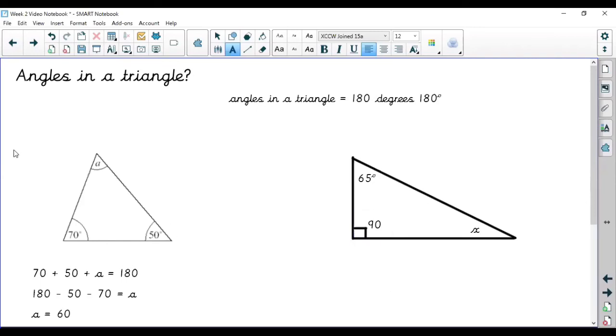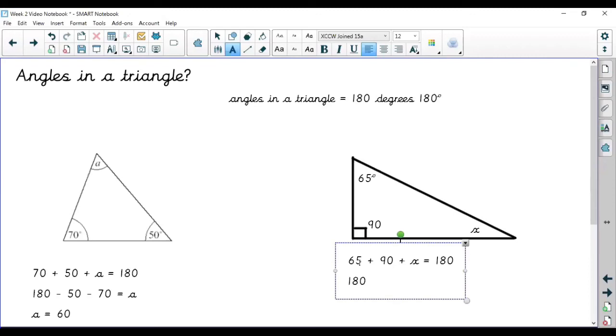So actually, I haven't got two missing angles because this one here is actually 90 degrees. So now, exactly the same as the process over here, I can calculate what I'm doing. So it should read as 65, add 90, add X in this case, not A this time, equals 180. Now remember, it's a missing number problem, so I do the inverse.